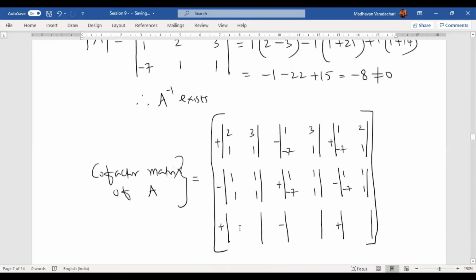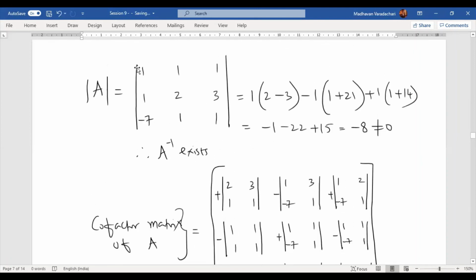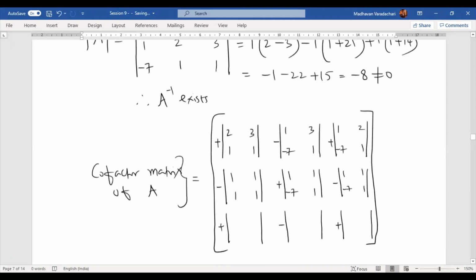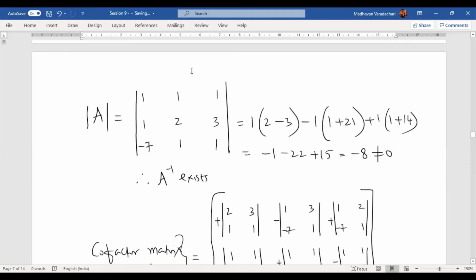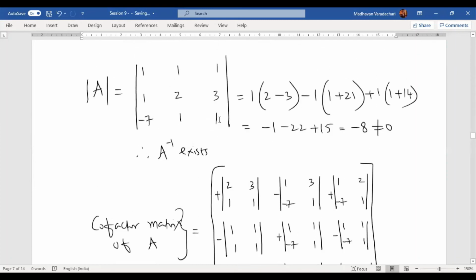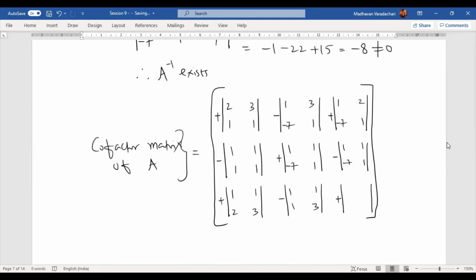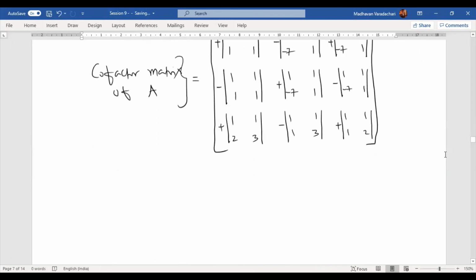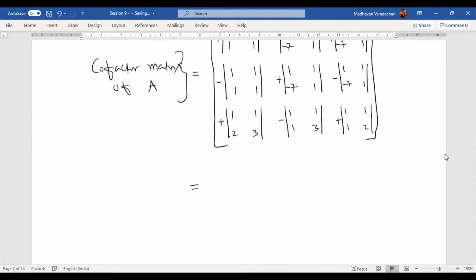And coming down here, if I choose this, ignore this, 1, 1, 2, 3. If I choose this, ignore this, 1, 1, 1, 3. The last one, if I choose this, ignore this, 1, 1, 1, 2. So this gives us.